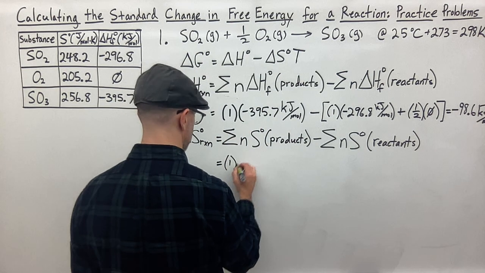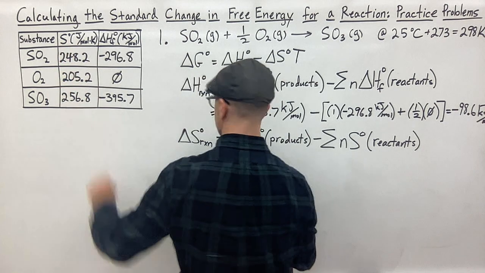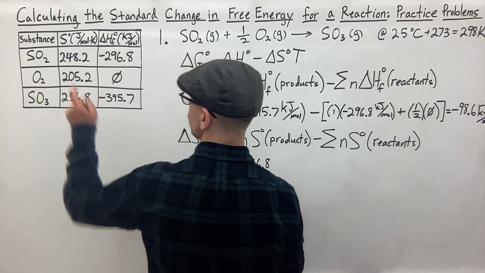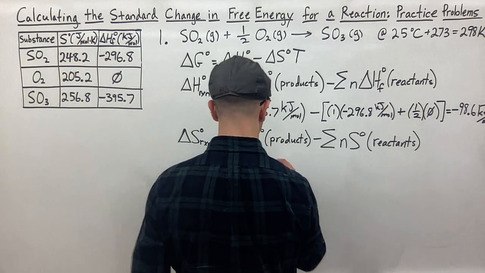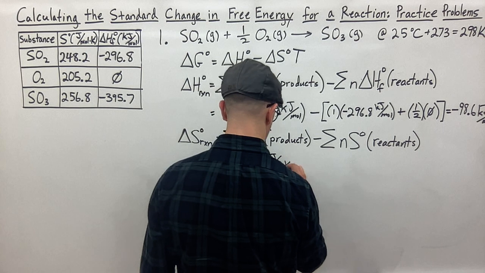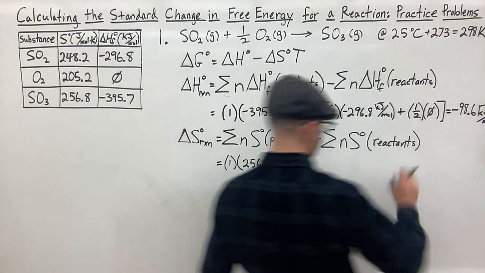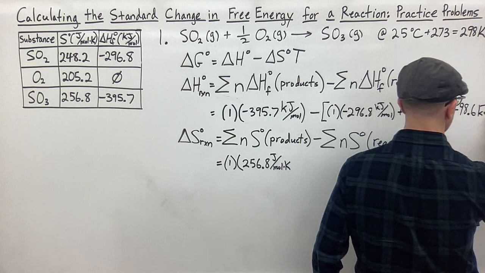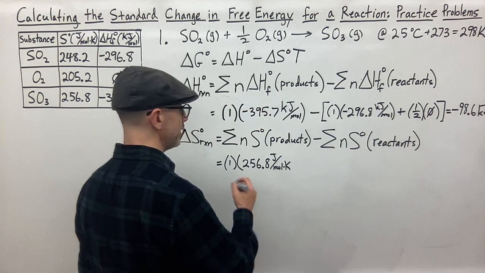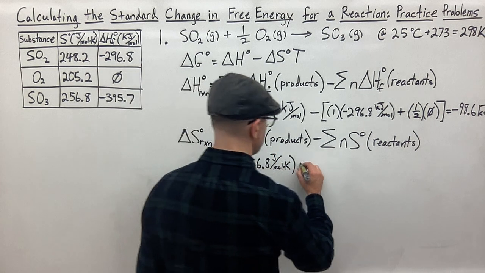So 1 times the standard entropy of SO3, 256.8, and this is joules per mole Kelvin. And this is going to be the number of moles, so we'll just get rid of moles here to be exact. Okay, so now we have the product, and then we're going to subtract out the reactants.